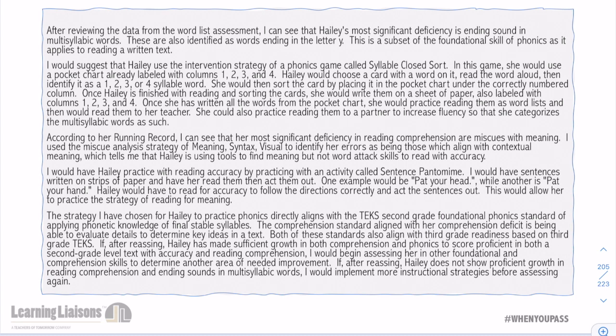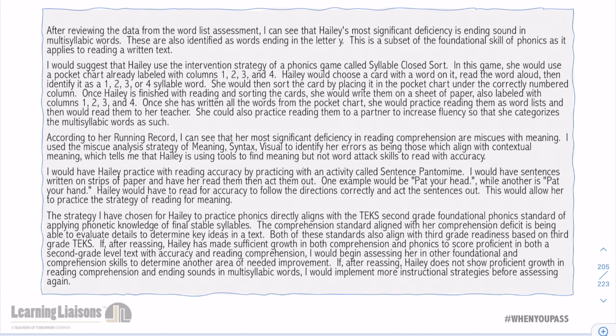After reviewing the data from the word list assessment, I can see that Haley's most significant deficiency is ending sounds in multisyllabic words. These are also identified as words ending in the letter Y. This is a subset of the foundational skill of phonics as it applies to reading a written text. I would suggest that Haley use the intervention strategy of a phonics game called Syllable Closed Sort.